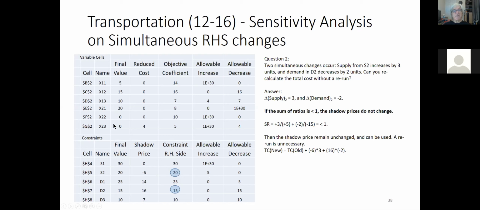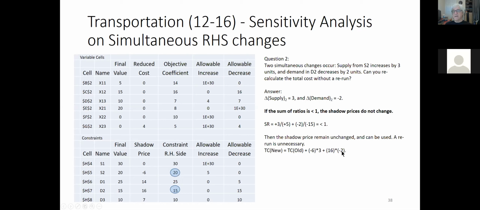Before, it was that the optimal solution will not change when you did the sum of ratios. Here, the whole question is about the shadow prices. They don't change. So if they don't change, you can use them in order to recalculate the total cost, no need to run. The new total cost is 540, and then the first shadow price is -6, the change is an increase of delta by 3. Multiply. Then the second shadow price is 16, but the demand is a decrease of 2.